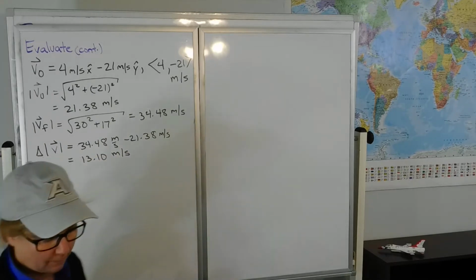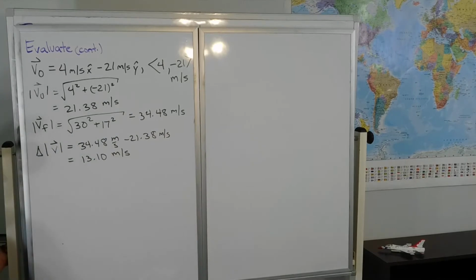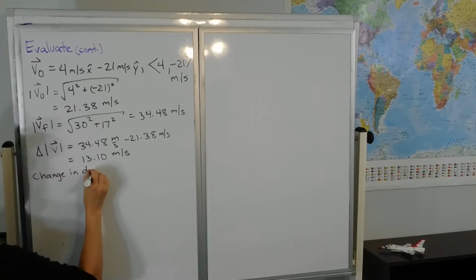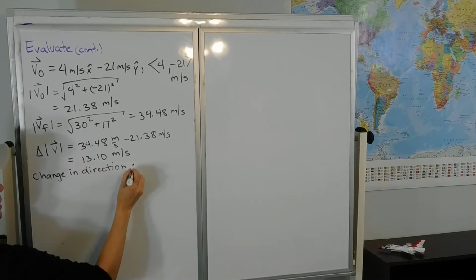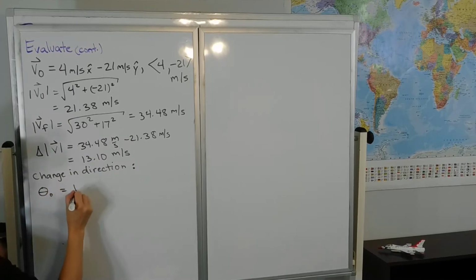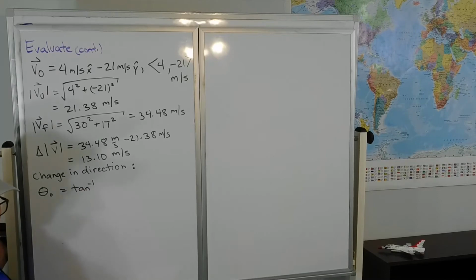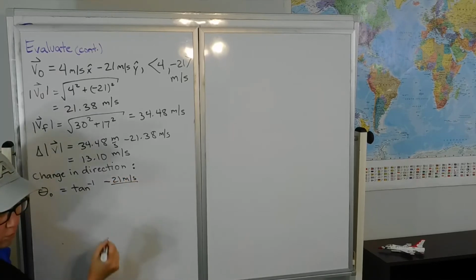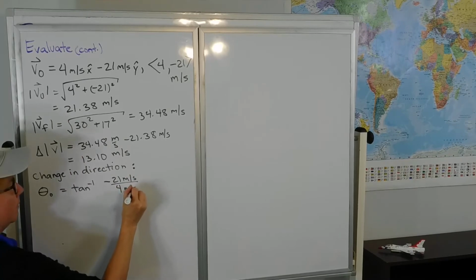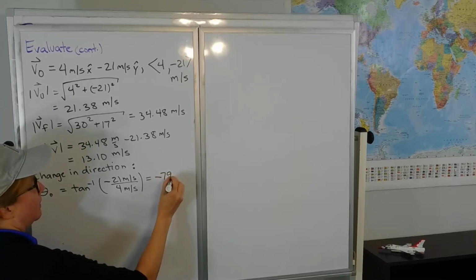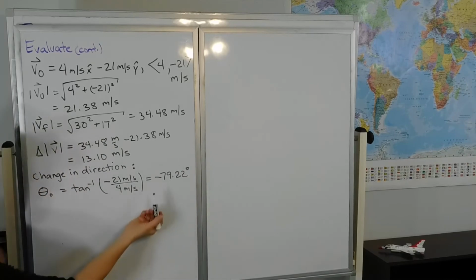See, we went from A to B pretty quickly there. Now we need to figure out the change in direction. I'm just going to go ahead and write that here because we're about to change some notation, so don't get mental whiplash here. The initial angle is going to be the inverse tangent of the y component over the x component of velocity. So we're going to have minus 21 meters per second over 4 meters per second, and that's going to give us an angle of negative 79.22 degrees. Now again, the sign here is telling us a direction, so it's okay.